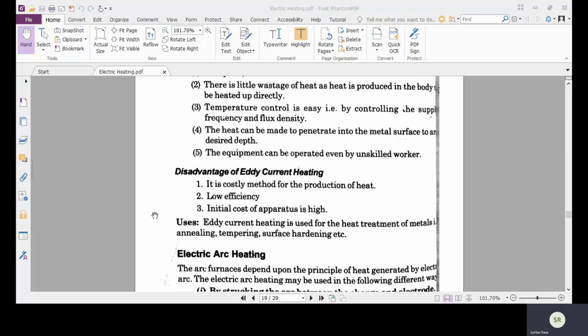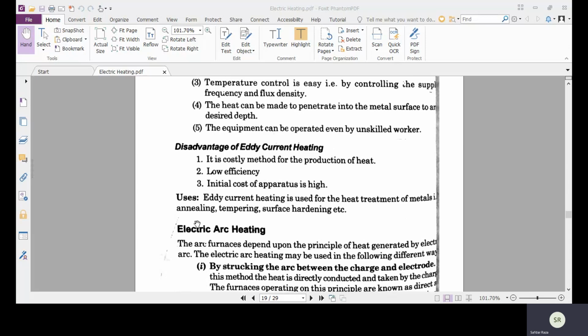Now, what are the disadvantages of eddy current heating? It is a costly method for the production of heat. It has very low efficiency and the initial cost of operators is very high. Eddy current heating is used for the heat treatment of metals such as annealing, tempering, surface hardening, and all the other relevant things. So all this is about the high frequency eddy current heating.